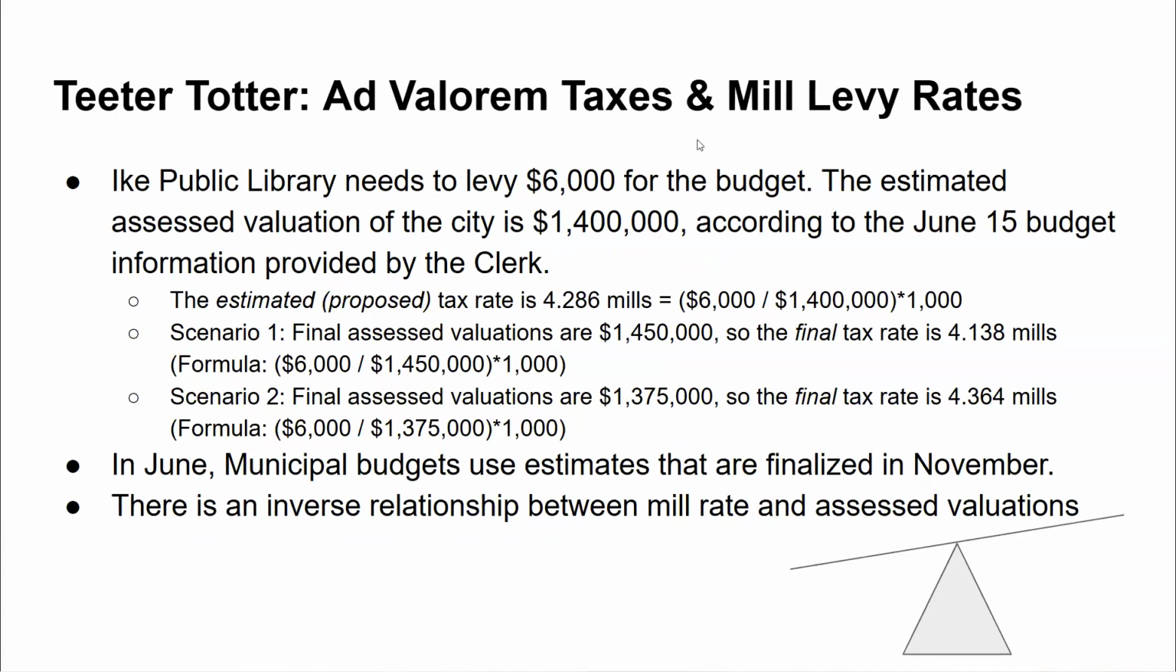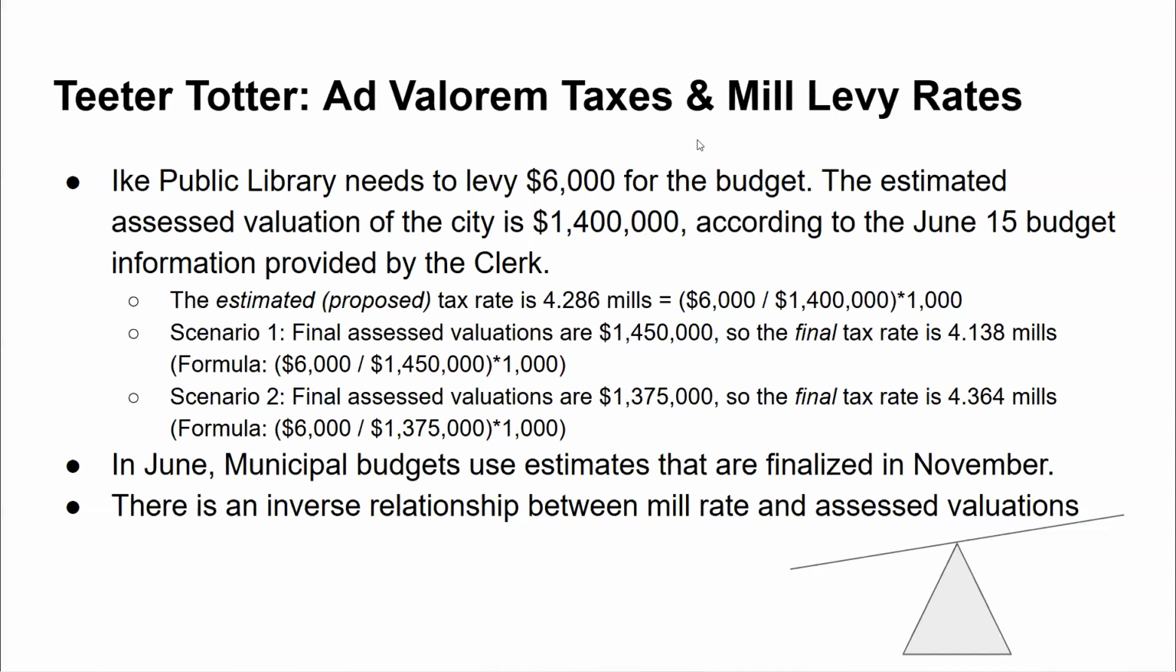So there is, I call this the Teeter Totter principle. Mill levy math is full of moving parts. And what this slide shows you is that there are some fluctuations. And if there's changes in that valuation, it can change or impact the mill levy rate. So we talked about our Ike Public Library. They needed $6,000. They have 1.4 million in assessed valuation according to that June 15th estimates. So when the budget's created, there's this estimated tax rate of 4.286 mills.